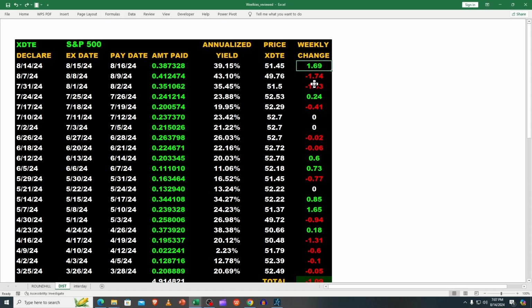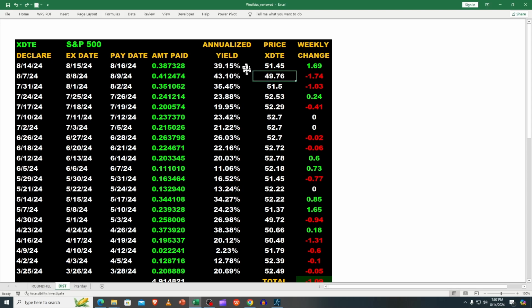And then what did it change over the week? I look at the price change, right? Is the XDTE going up or going down? What is the price when they're declaring, right? They declare on this date, but before the market opened, so you have to use the prior day's close. So that says that it's up $1.69.